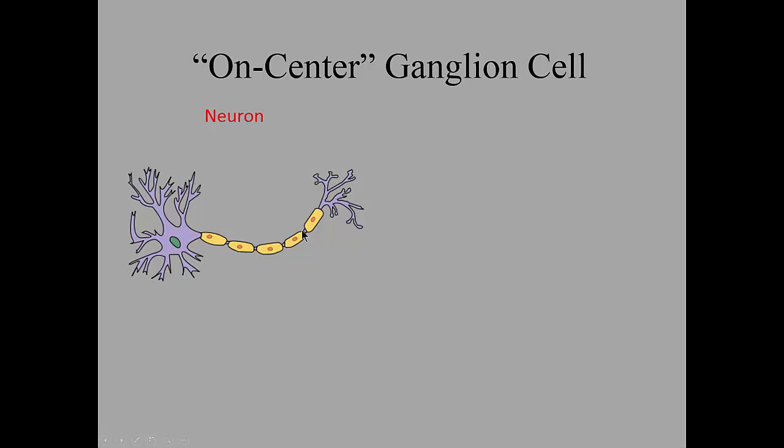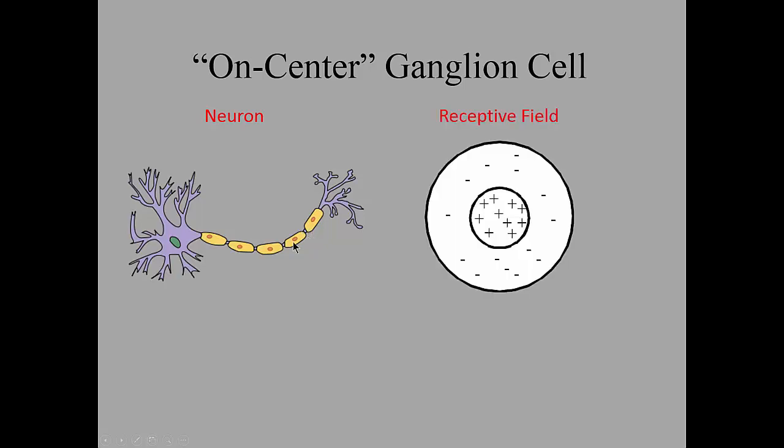We can also get a functional description, that is to say its receptive field properties, and that might look something like this. Notice that this does not look like the neuron. This is, if you will, a picture of the neuron itself over here on the left. This is a description of its receptive field, the range of stimuli to which it responds. And this might be an on-center ganglion cell in the visual system.